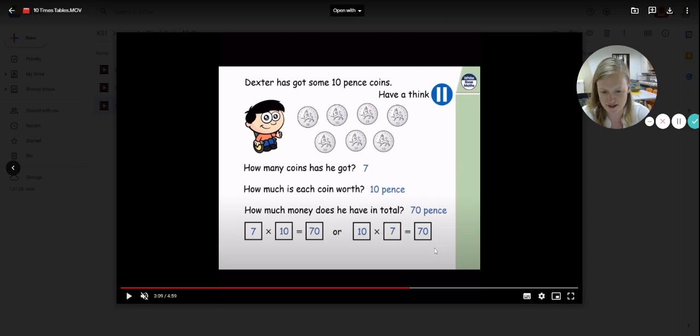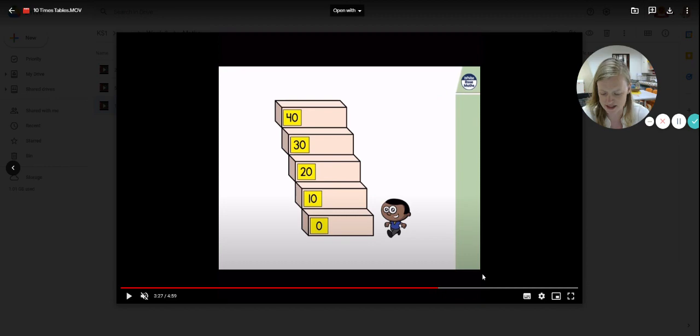All right, we're going to look at something fun now. Let's have a look. Here is this character. He's called Mo, apparently. And what is he doing? What has he done? Look, do you see? He has put yellow post-it notes on each of his stairs to remind him of the 10 times table as he climbs. Okay, he's going to climb up now, and we're going to say the 10 times table with him. He starts with 0, 10, 20, 30, and 40. Well done, Mo.